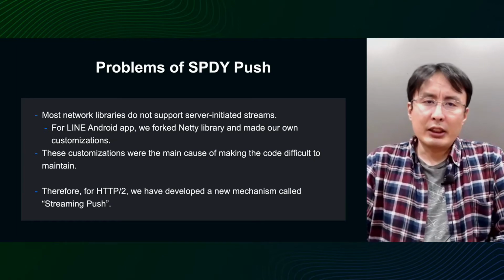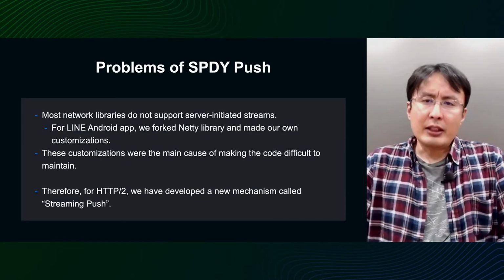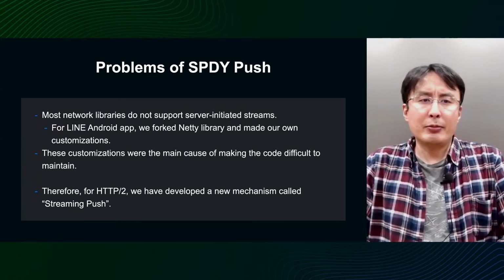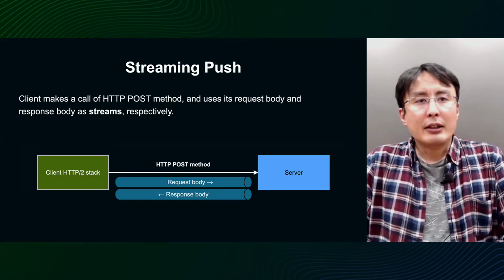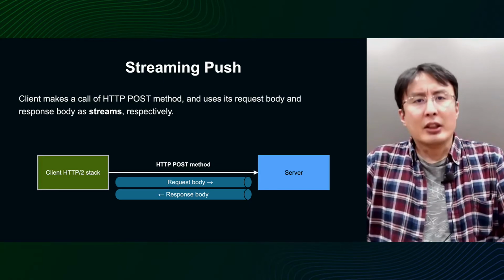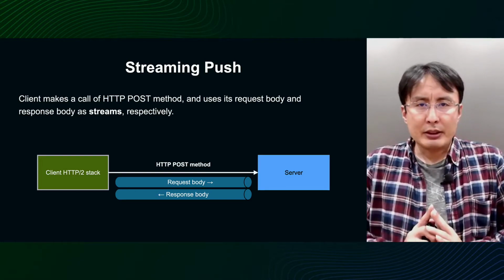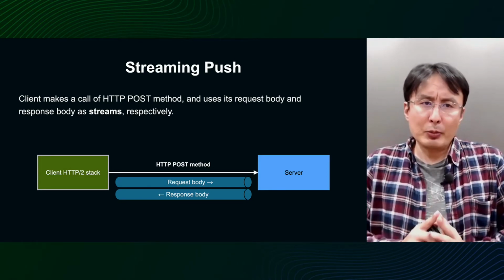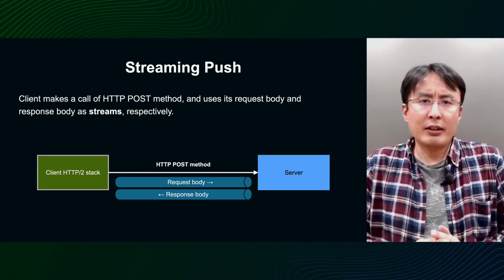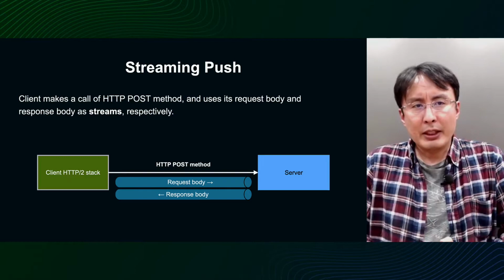Because of this, when we introduced HTTP2 into the LINE app, we decided to implement a new push mechanism that we had to redesign from scratch. This is called streaming push. With streaming push, the client first makes a request to the server using the HTTP POST method. The request body and the response body are each treated as a stream of data that can be written at any time, rather than fixed length data.